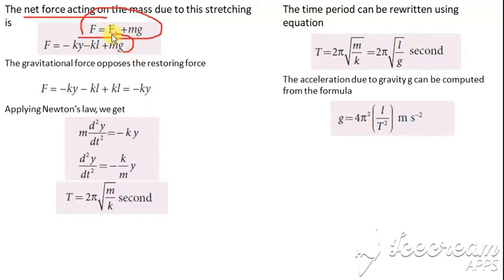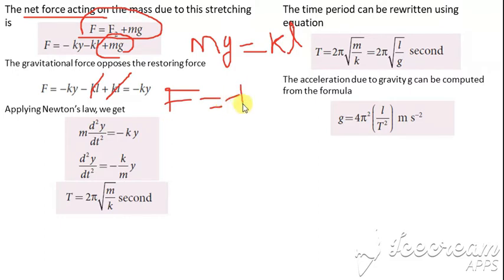And we know that already mg is equal to what? K into L, which we have seen. So instead of this mg we are writing KL here. So minus KL plus KL get cancelled, and we get F is equal to minus K into y.